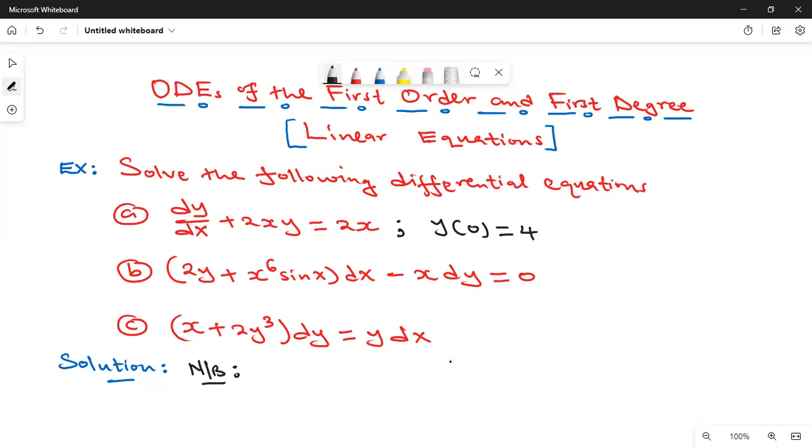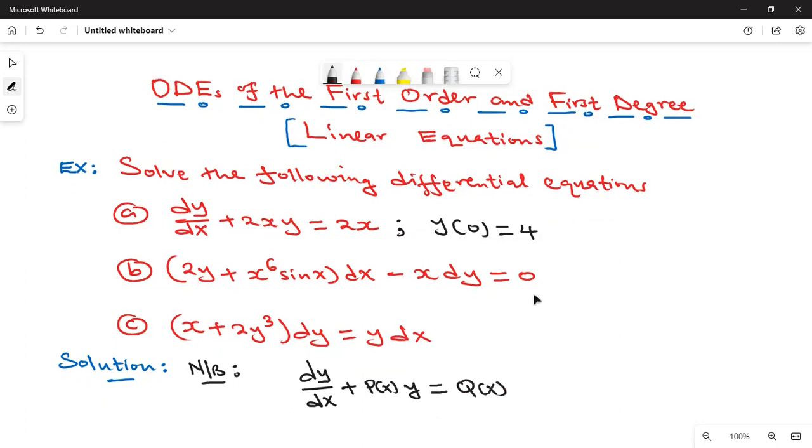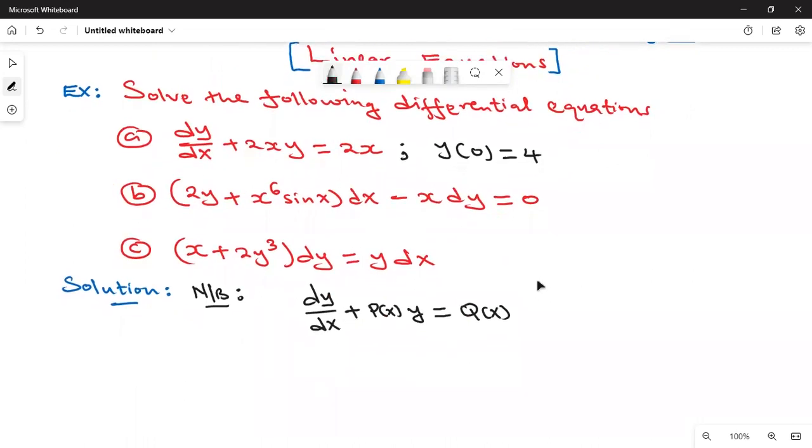NB, that a linear ODE has the general form dy dx plus a function of x, let's call it p of x times y, is equal to another function q of x. This is a linear ODE in the dependent variable y. So this equation is linear in y as the dependent variable.